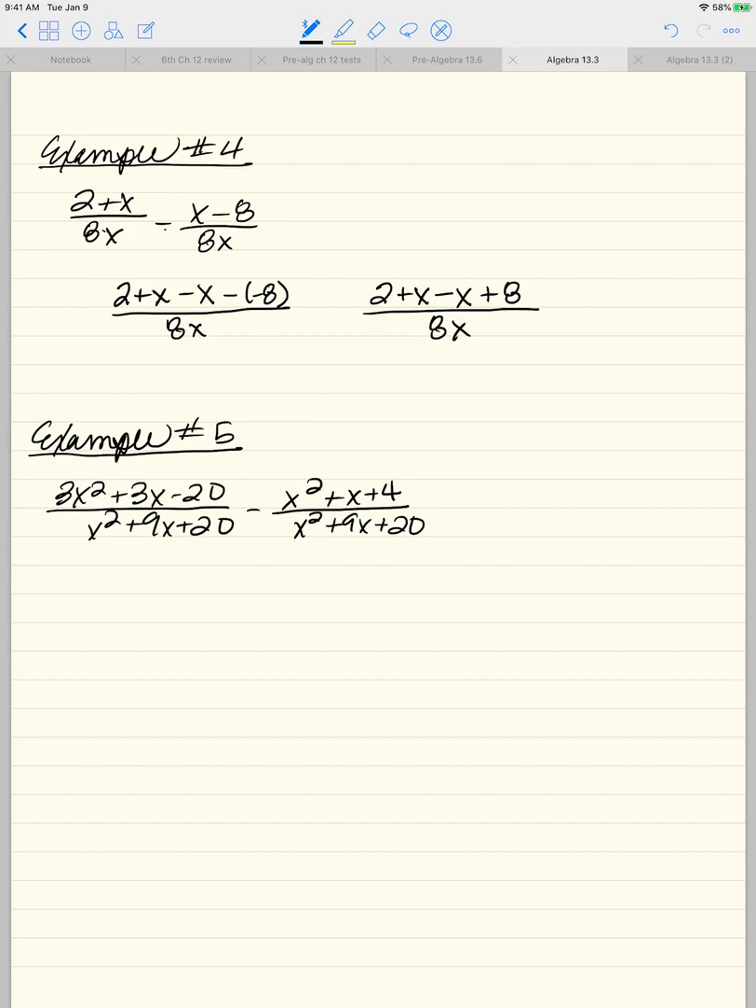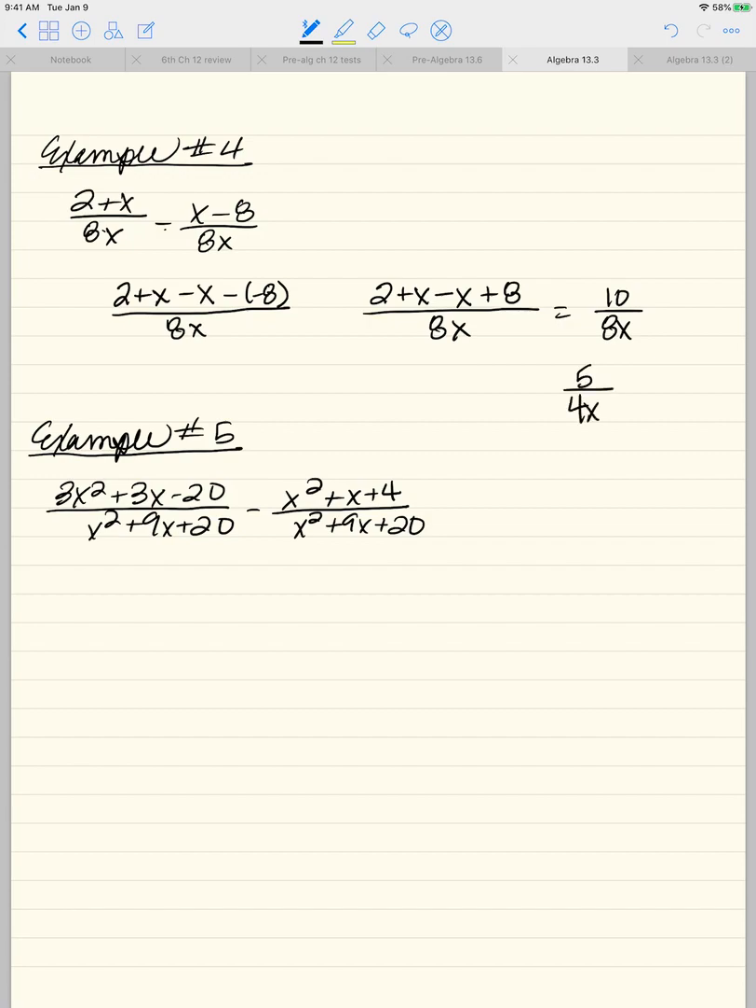All right, so x minus x, those x's obviously are going to go away. All we have left is 2 plus 8 is 10 over 8x. That is not simplified. Both of those are divisible by 2, and we get 5 over 4x.